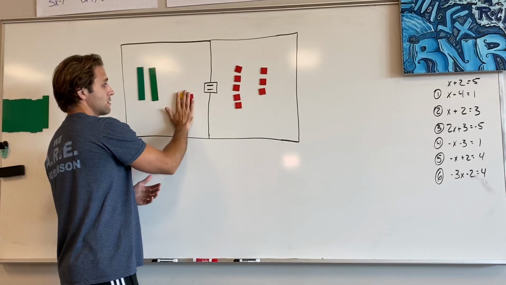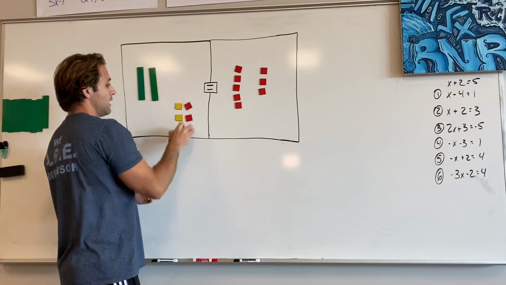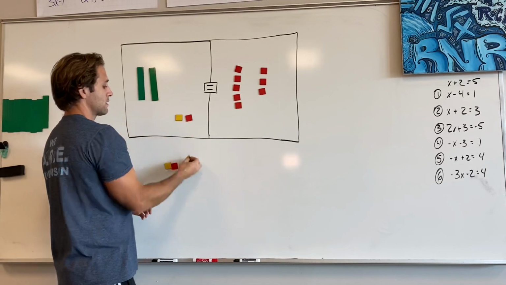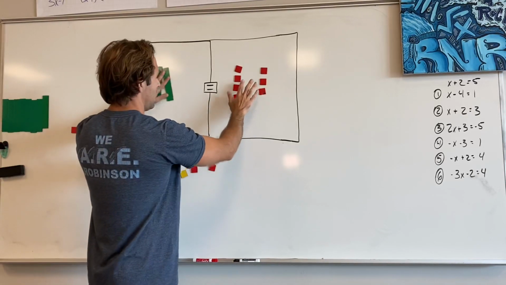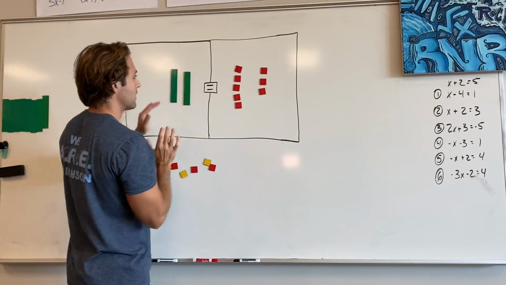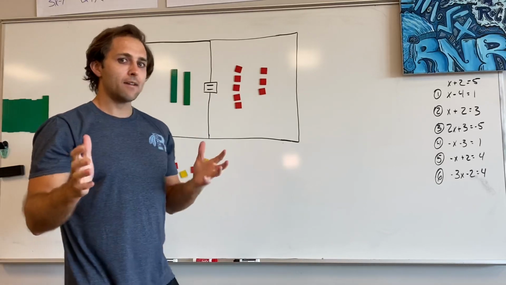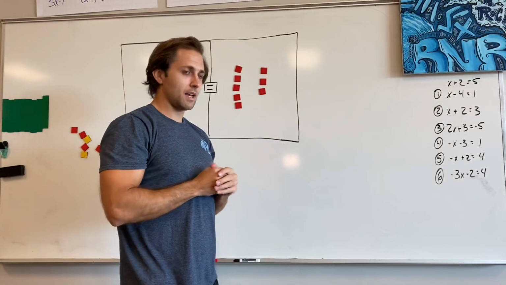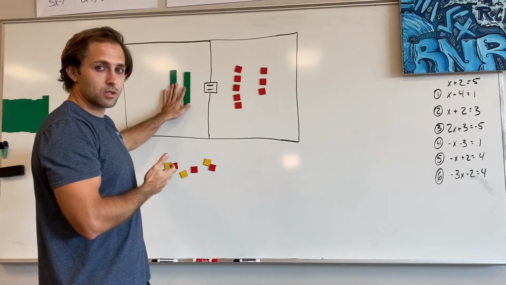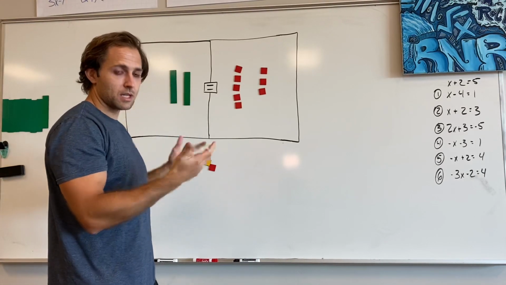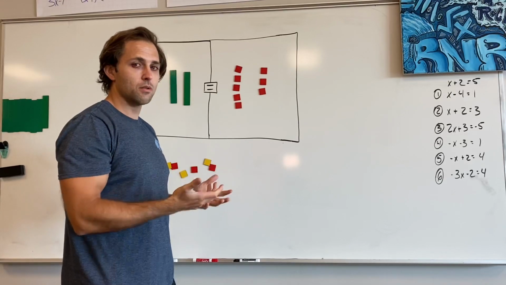This creates a 0 pair, and now I'm left with 2x is equal to negative 8. So now I have 2 x's are equal to negative 8. Now this is the first time we've had a situation where we have 2 as our coefficient of x. So we don't just have 1 x here, we have 2 of them.